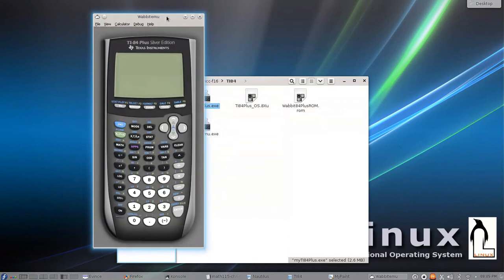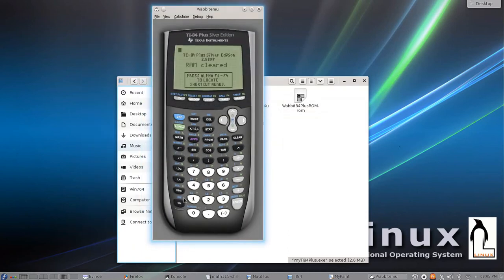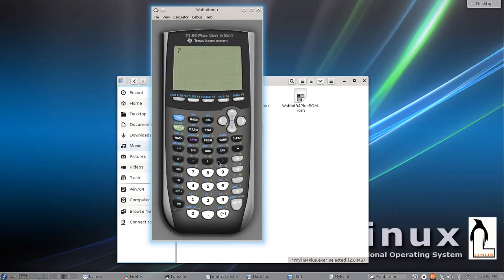Okay, so let's turn it on, and we have a 78.3 (with a parenthesis) minus 80 divided by 2. That gives me a negative 0.85.